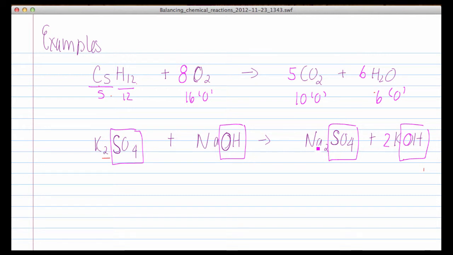The next thing I'll look at is the sodiums, and I have 2 sodiums on the right hand side and I have 1 on the left, so I'm going to put a 2 here. And the next thing I'm going to do is balance my groups of polyatomic ions. Now I have 2 OHs on the left hand side and I have 2 OHs on the right hand side, so that's balanced. And I have 1 SO4 on the left and 1 on the right, so this equation is balanced as well.